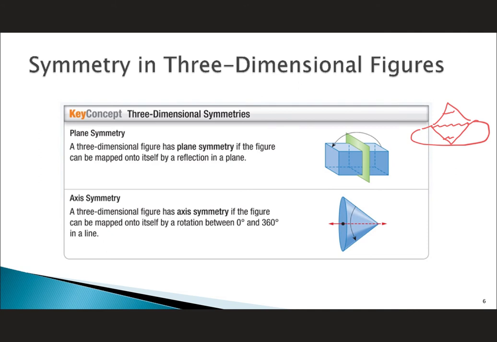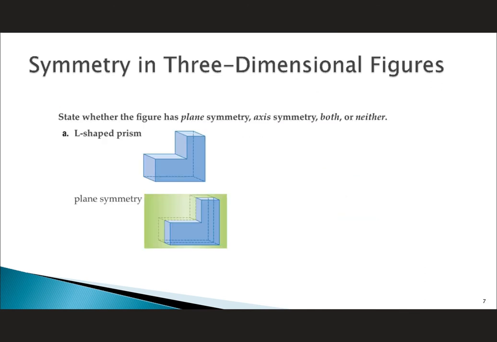And a top could have axis symmetry. So if you spin a top on the ground, the whole 3D figure is rotating along the axis of symmetry in the middle. Okay, so these are now 3D symmetry.